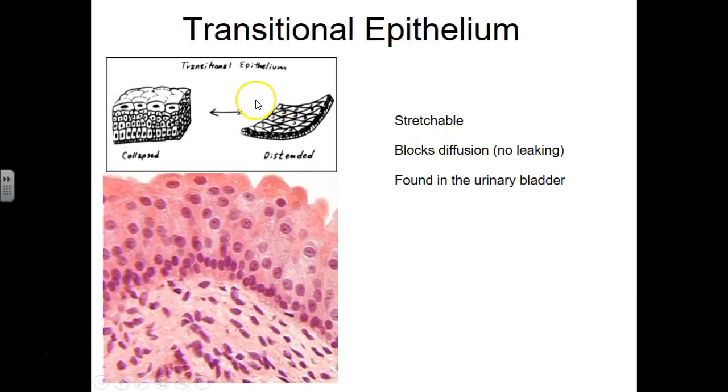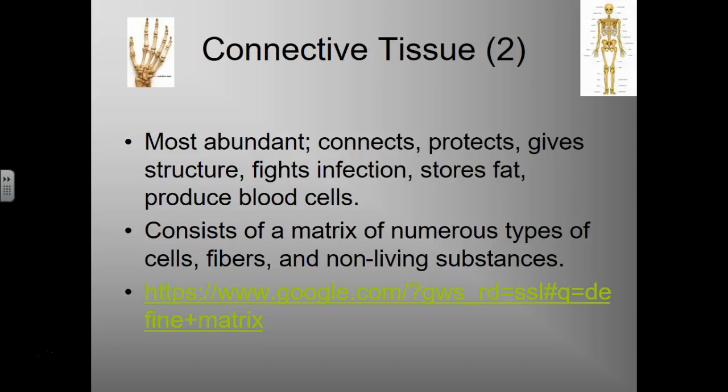And then you have something called transitional epithelium. Basically, this is very stretchable. You find this in the urinary bladder, and obviously the placenta can be stretched quite a bit too when there's a child in there. But this blocks diffusion, so no leaking out. You don't want urine leaking out of the bladder. So there are a lot of different kinds of epithelial tissue in different places in the body.